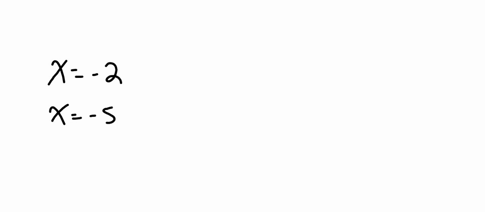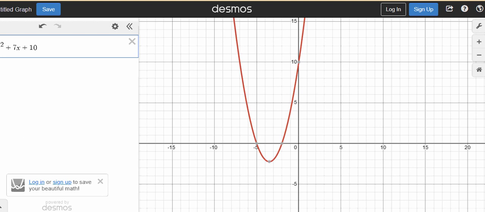You don't have to do any work, no factoring, nothing. Just get on DESMOS, put the quadratic in the box, bam, the graph comes up, and then you're just hovering over to see where it intersects the x-axis.